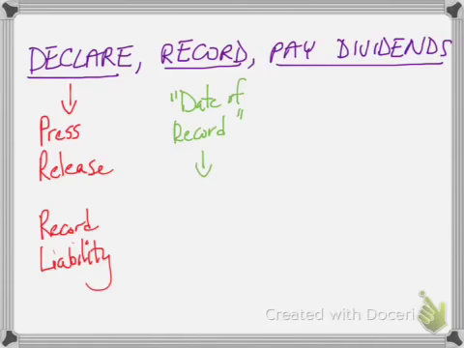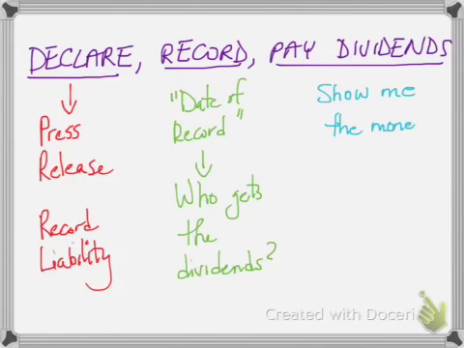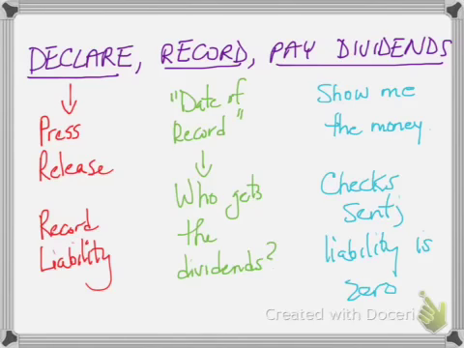The record date, the date of record, is the date that the company has to determine who owns the shares of stock on that particular date. And then on the payment date, we're going to show me the money, right? That's when the checks get sent, and that's when the liability will be zeroed out.